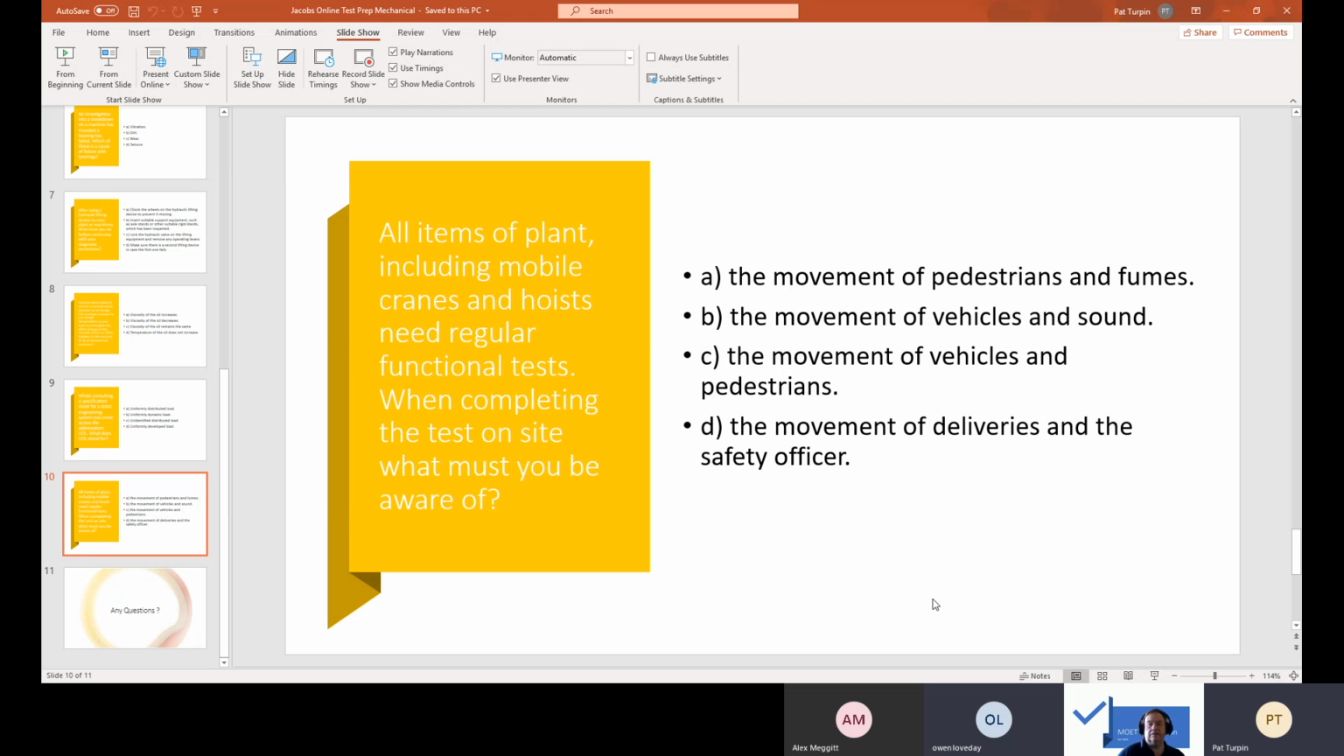Well, that's the difference, isn't it? It's not using it on the job, it's doing that test. This is a normal offload test. So the obvious answer would be vehicles and pedestrians. You'd be checking the area, because as Pat said, there would be a test load on the crane.